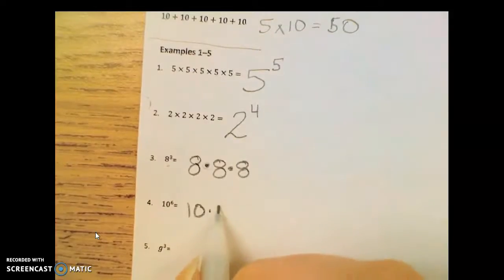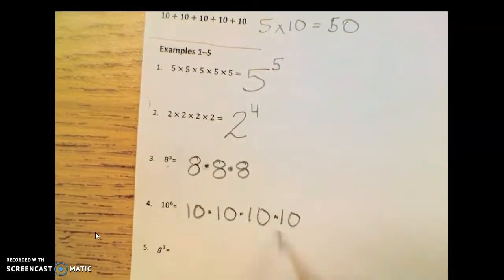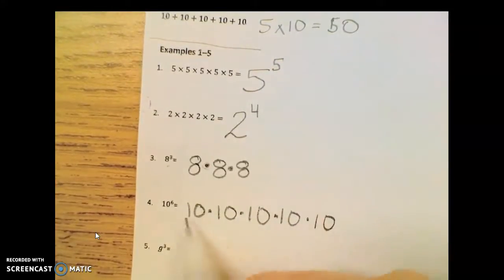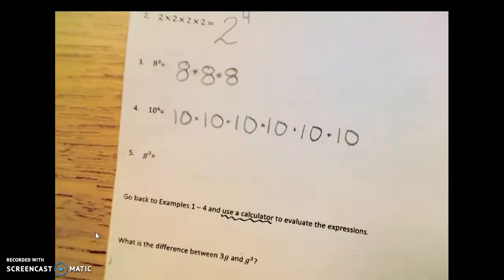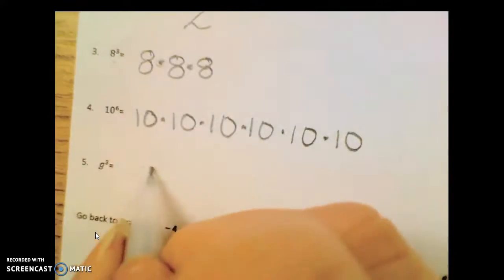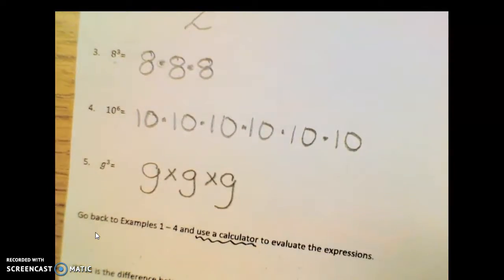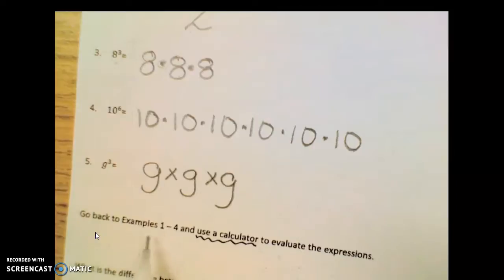It goes on stage 6 times. I apologize. Again, we're going to try to use dots from here on out since we are in our algebra unit and x's could be confused as variables. G to the 3rd power simply means that we don't know what number it is, but whatever number it is multiplied together 3 times. So now it says go back to examples 1 through 4.